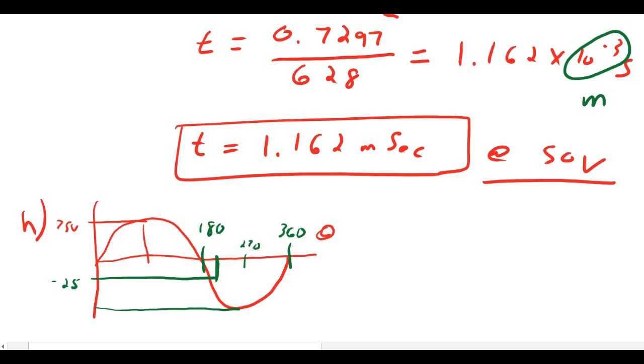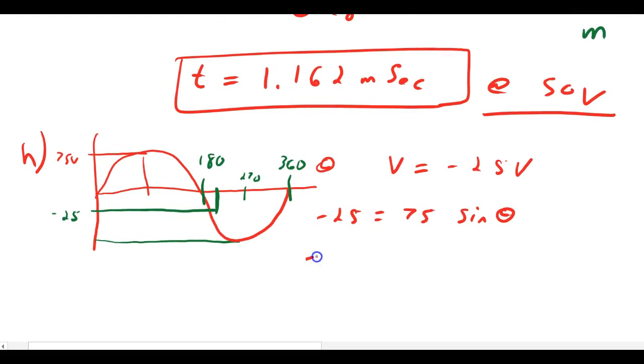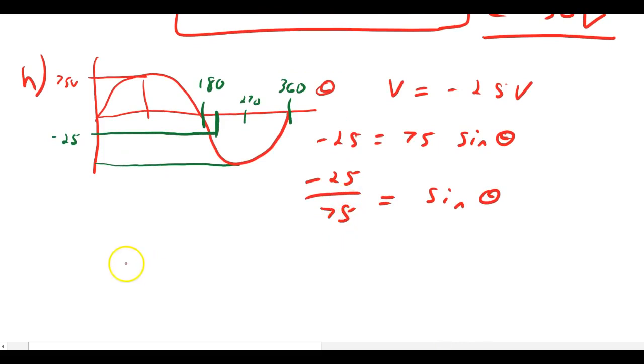Our calculation should say that the voltage is -25 volts. So -25 equals 75 times the sine of theta. And so -25 over 75 equals the sine of theta. And -25 over 75 is -0.333, which equals the sine of theta.